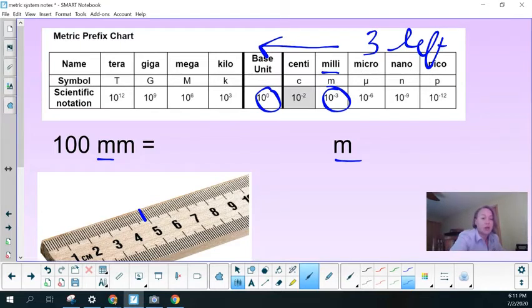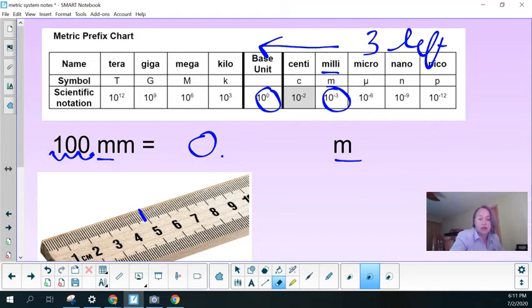Our decimal on our 100 millimeters begins right here. It's an assumed decimal, and we move it 3 places. So 100 millimeters is the same distance as 0.1 meters.